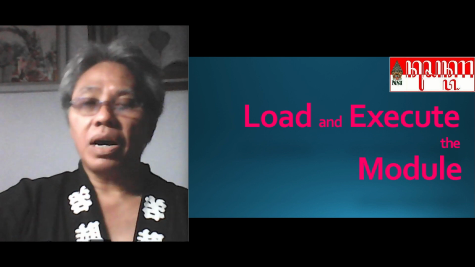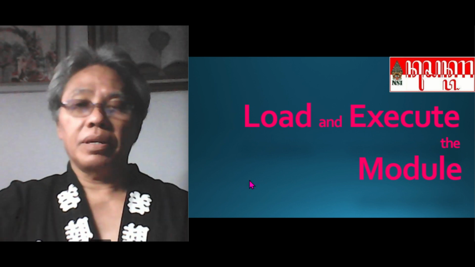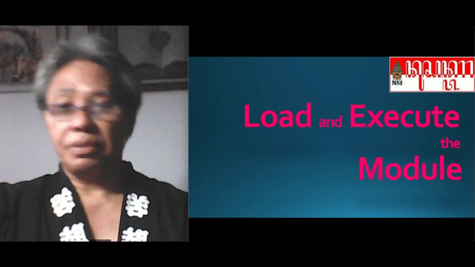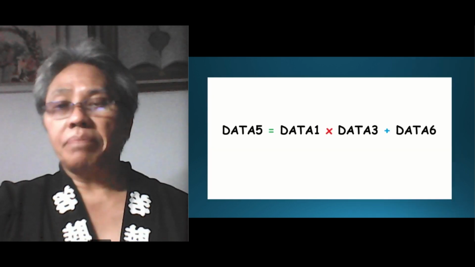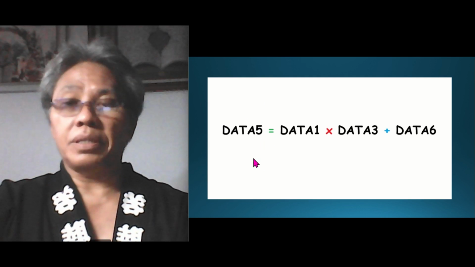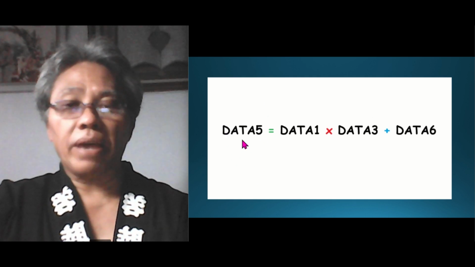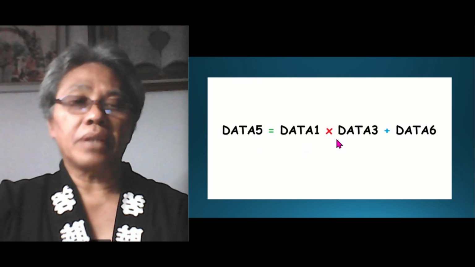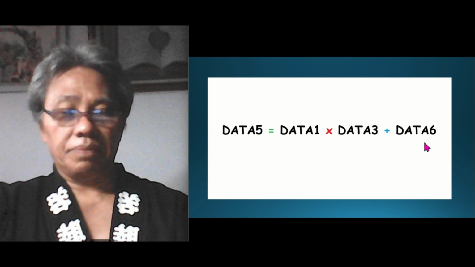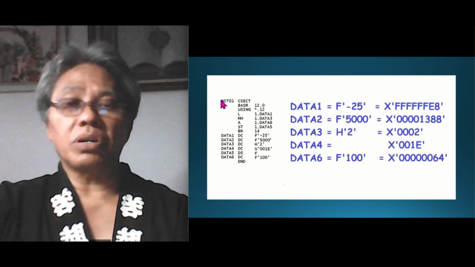Now we continue with how to load it and execute it in the computer. The platform here is mainframe, but it shouldn't be very different with any platform. Last time, the source code, which was assembled in the last presentation, was programmed to calculate data 5 equals data 1 times data 3 times data 6. Here is the source code.